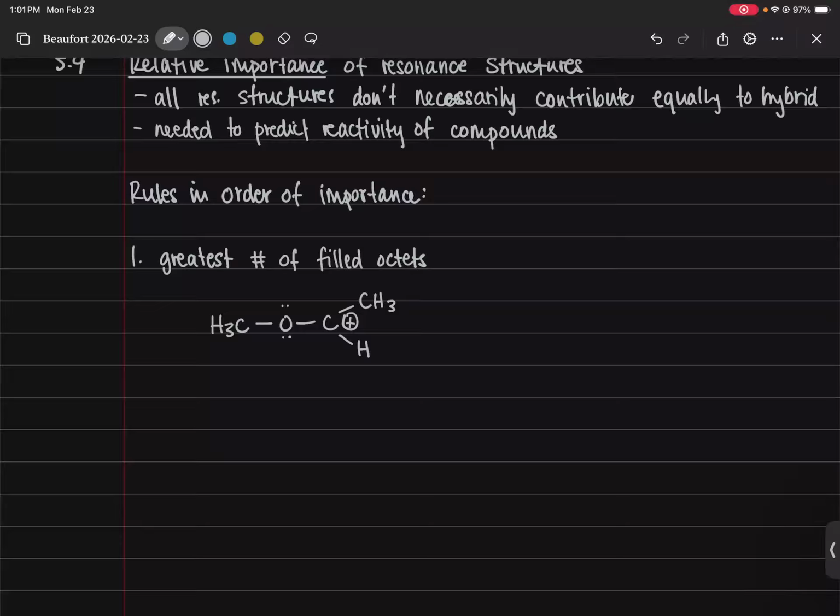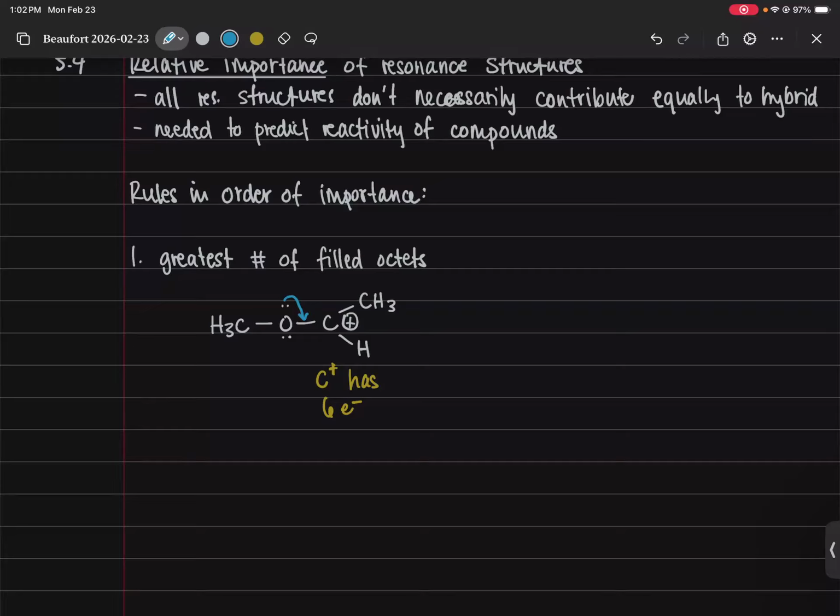So what do the octets look like here? Well, we've got the carbon over here, the C plus, the carbocation. It has 6 electrons, right? No lone pairs and 3 bonds. So it does not have an octet. Then the question is, can we draw another resonance structure of this molecule where all of the atoms have an octet, or where we can satisfy that carbon's octet? The answer is yes.